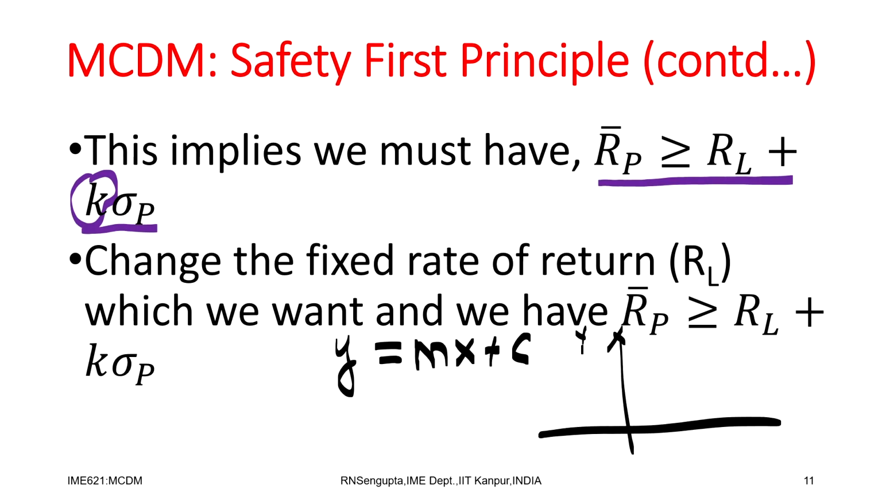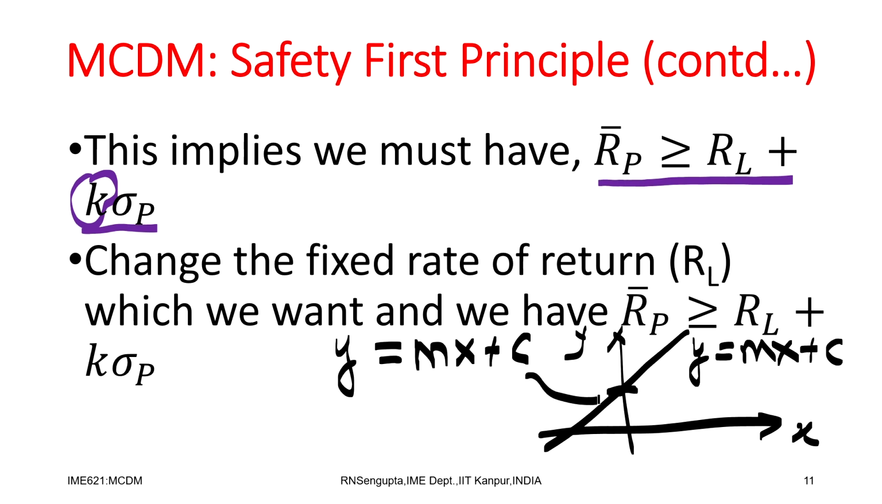So, if I draw it, this is y, this is x, the line is this. So, y is equal to m x plus c. So, this is c. Now, in the same way, consider this equation R p bar greater than R L plus k sigma p. So, this is R p bar. I am writing the equation again in red color for better differentiation.